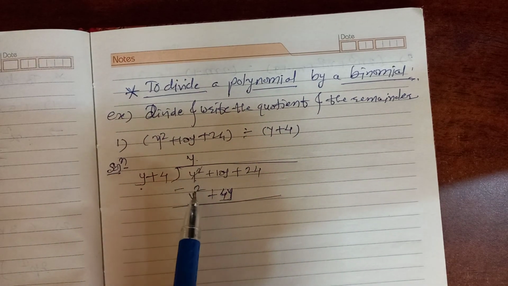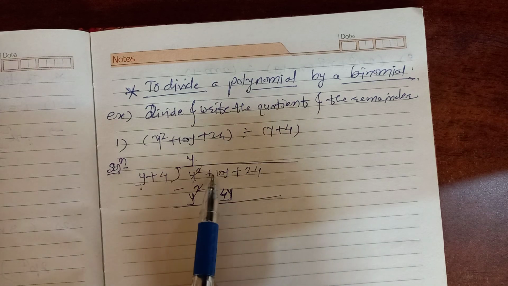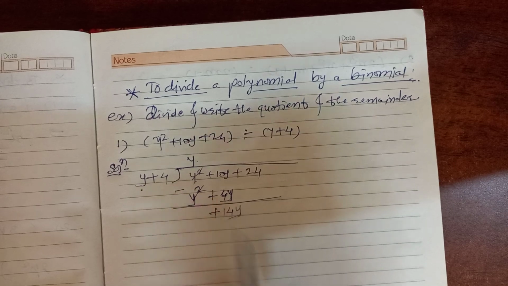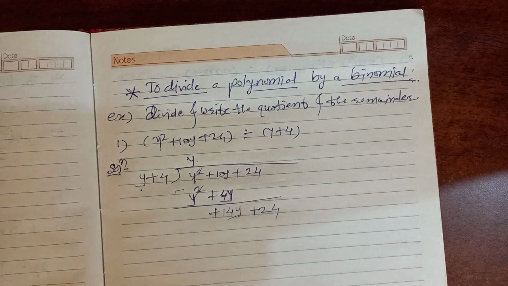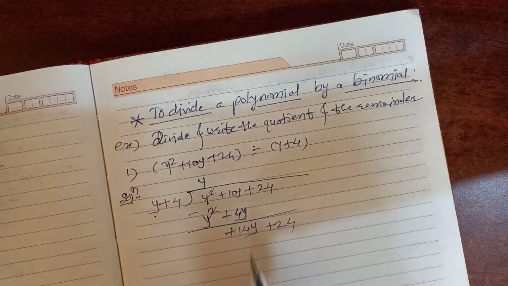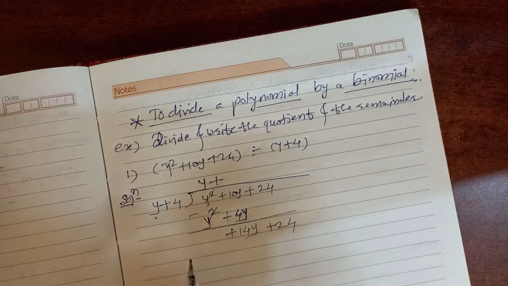Then this first term is cancelled because it is the same. Plus 10 minus 4 becomes plus 6y. Sign is very important. Plus 24. Okay. Now here plus 24. So what sign here? Plus. So put the same sign here. Plus sign. Okay.